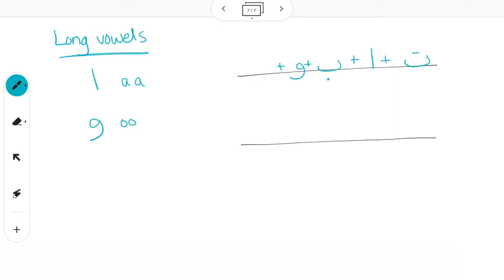Taboo. What makes the oo sound? That's waw when it's a long vowel. And what's the last letter? Taboo. Another ta. So now connect them.